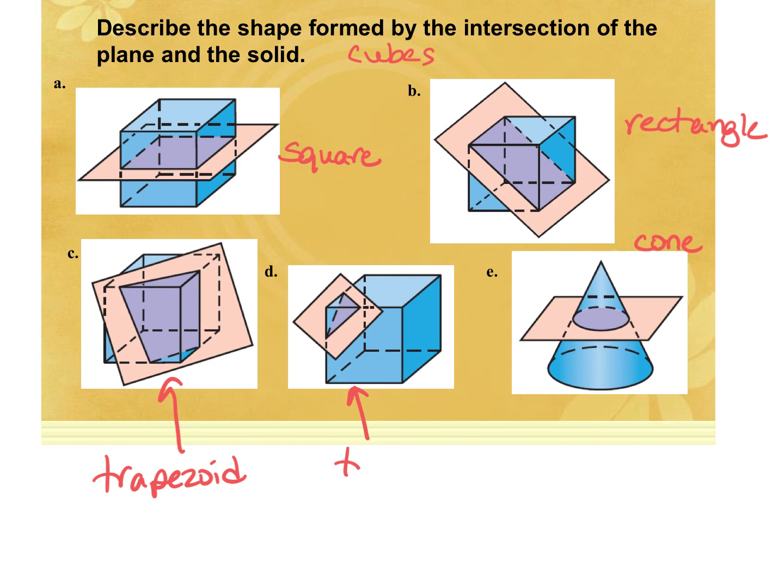The original shape was a cube. So this cross section, chopping off the corner, is a triangle. And then the cross section of the cone is a circle. So it's like if you sliced it and then you picked it up, what shape do you see? So in all of these pictures, it would be the purple.